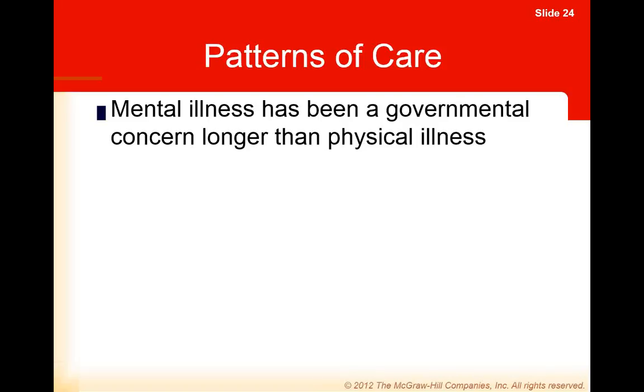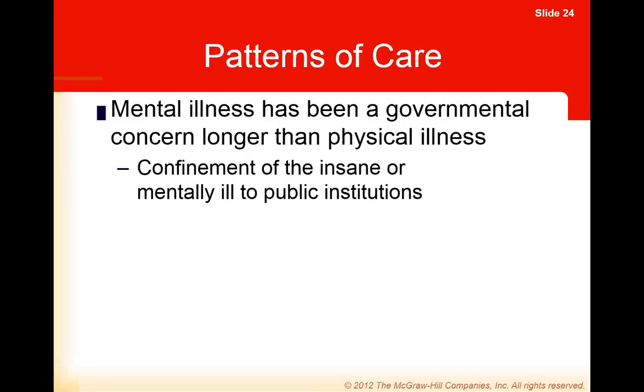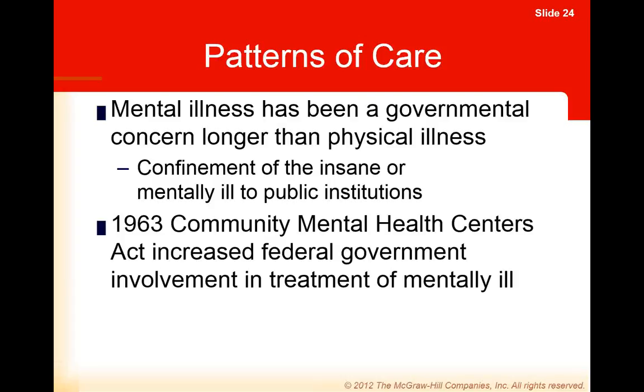But it's been a concern of the government longer than physical illness. And the reason for that is that most physical illnesses, up until we went through the Industrial Revolution, were acute and not chronic illnesses. It wasn't until lifespans extended beyond 35 and really doubled that we begin to see more and more chronic illnesses, heart disease, these kind of things, high blood pressure. So mental illness has been a government concern longer than physical illness. There were lots of what they called asylums, and these were where, going back 100 years or more, mentally ill people were confined, what they call insane, the public institutions.